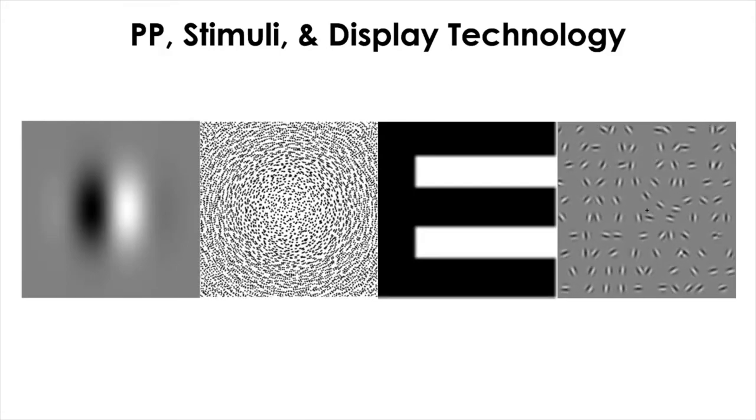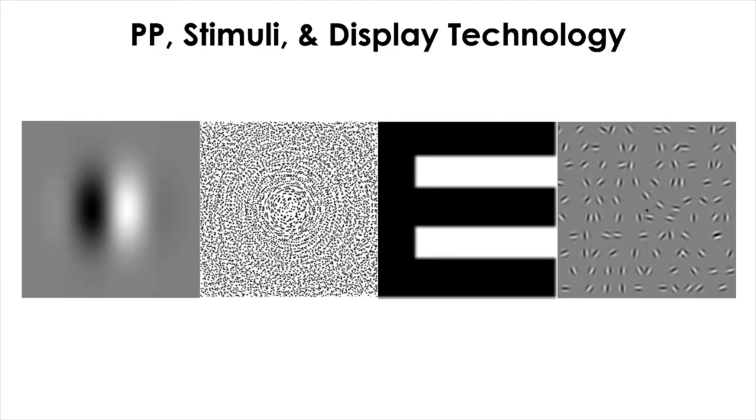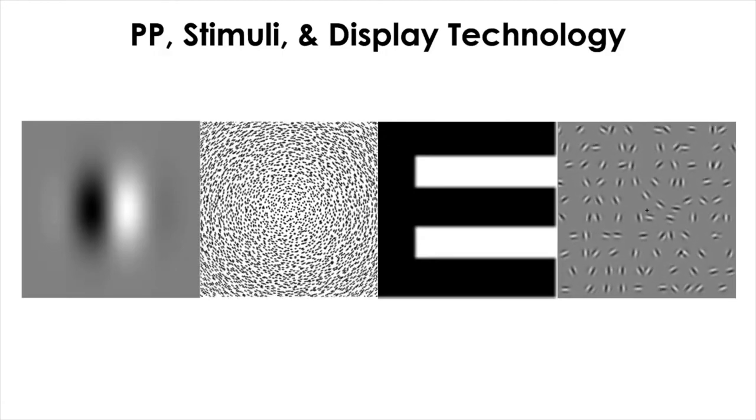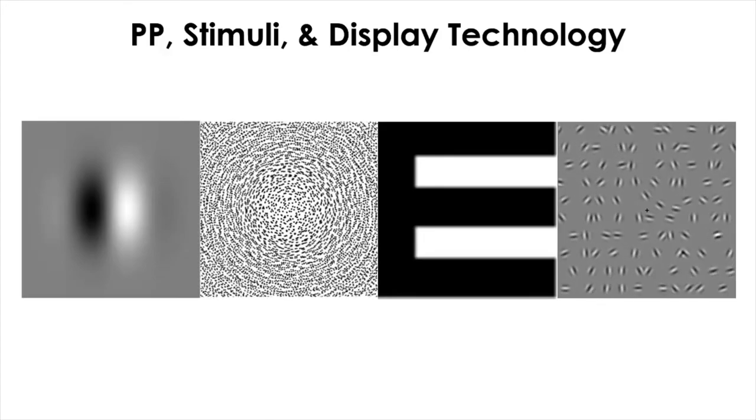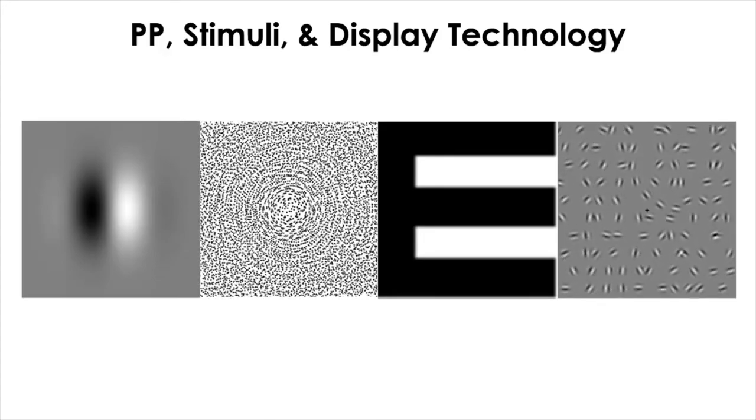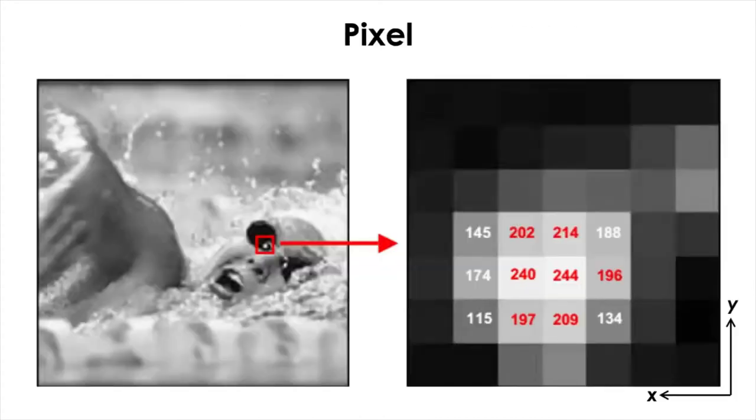So in studying vision, electronic display technology has been extensively used. So it would be useful to go over some of the basic terms used in that context. In this digital age, a pixel stands for picture element, which is the very basic unit of any digitally created image. Here, the image of a swimmer on the left is made up of a 256 by 256 pixel array, which contains about 65,000 pixels.